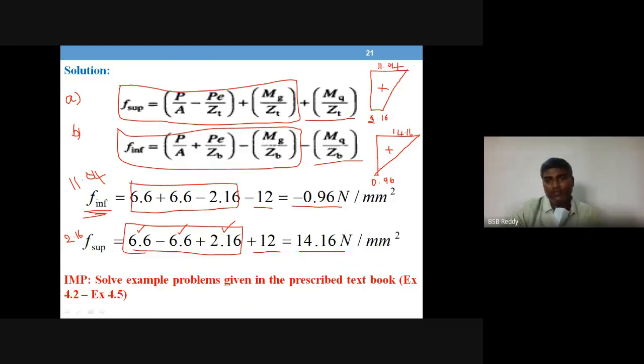If the live load is increasing, the compression is becoming tension, and the compressive stresses will go on increasing. Tensile stresses also go on increasing when you have more and more live load. So this is how we have answered the two parts of this question.